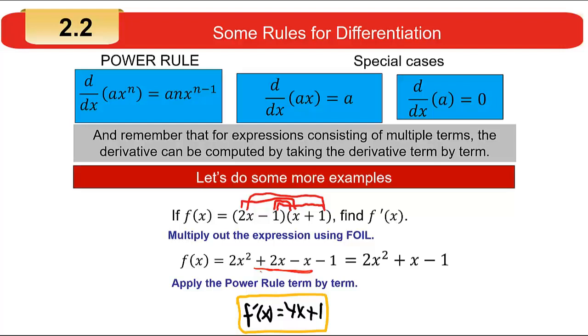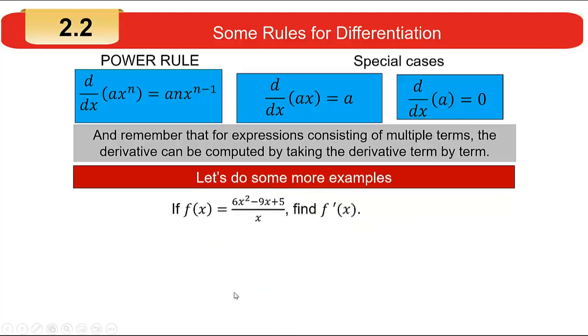Think about that. Make sure you're good with it. You multiply it out, simplify it, then take derivatives term by term. And notice that the power rule and the two special cases allow you to get 4x plus 1 as the answer. Well, this is actually a quotient, and we don't have a rule that tells us how to take the derivative of a quotient. We don't have it yet. So right now we have to do something different.